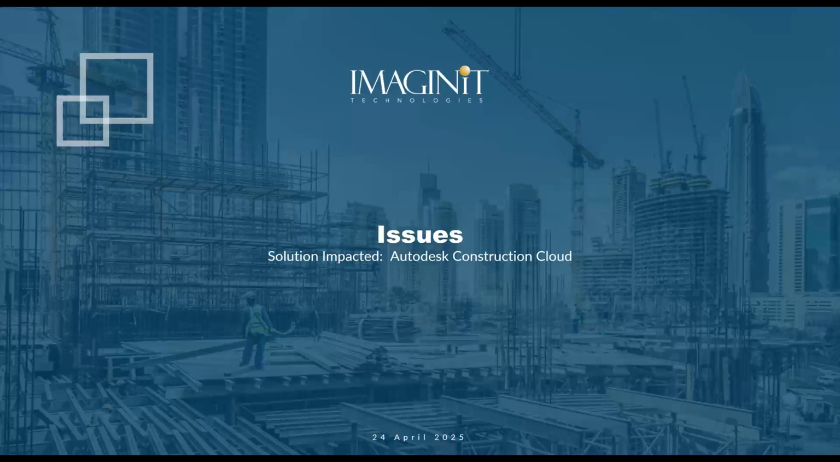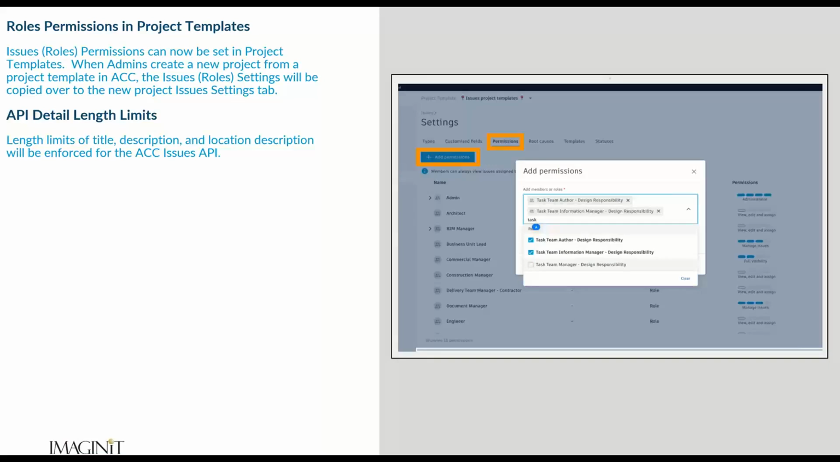So the first feature enhancement, the largest feature enhancement to issues that came out within the last year, is the ability to assign role-based permissions within your project template to your issues. This was a huge feature request from our customers, something that always frustrated me when I was going through configuration of our clients' project templates, is that so many things like folder permissions and RFI types and managers and their permissions can be stored in the project template. But for some reason, for the longest time, we could not store issue permissions.